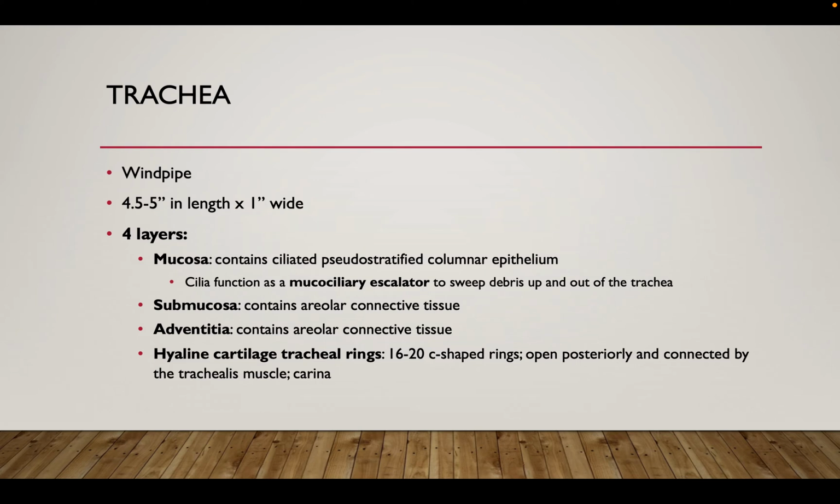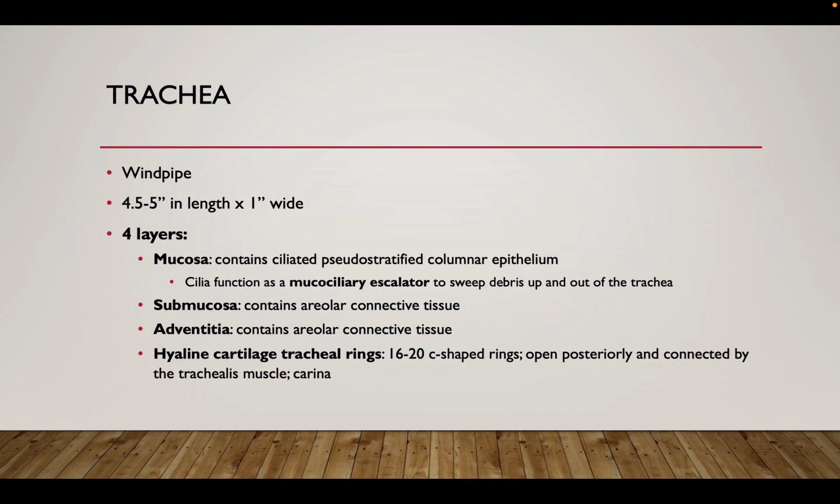Just beneath the mucosa, you have the submucosa, which is named just because it's located just beneath the mucosa. It contains areolar or loose connective tissue. More external to that, you have your adventitia, which again is still loose connective tissue that helps anchor the trachea to surrounding structures within the body.